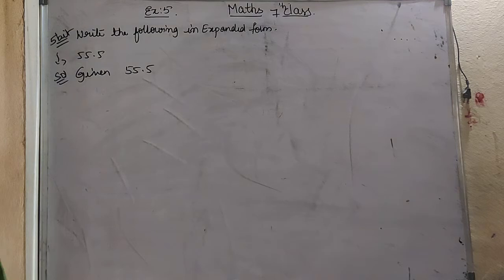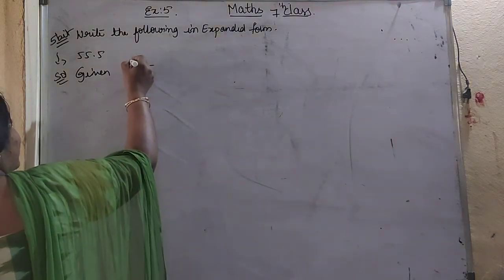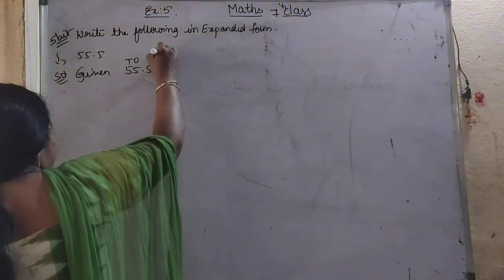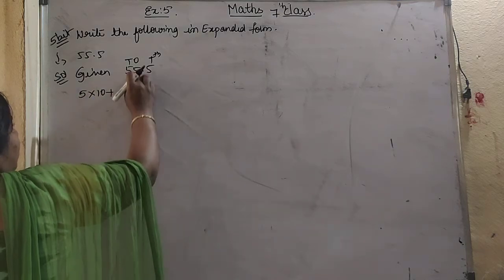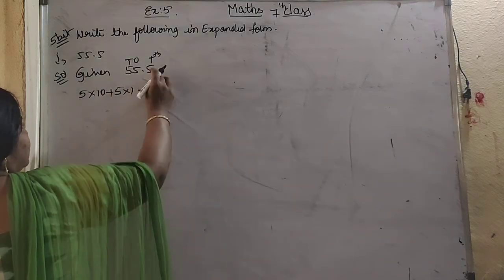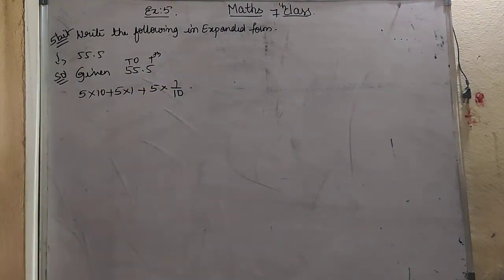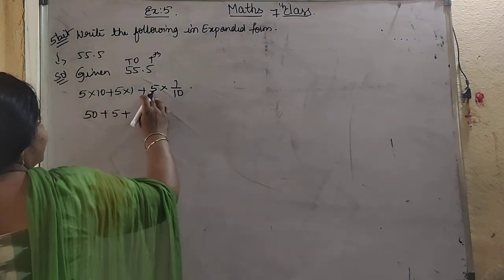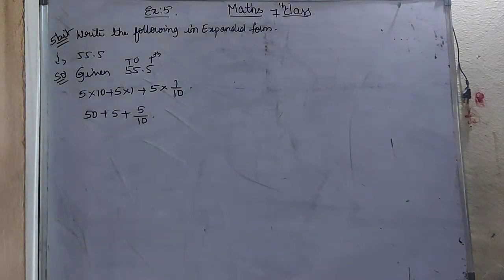So before the point is the whole number part and after the point is the fractional part. Already I told you that before the point the place value starts from ones and tens. After the point it will start from the tenth part. So how to expand now? 5 into 10 plus 5 into 1 plus 5 is in the tenth part, that is 5 into 1 by 10. So 5 into 10 is 50 plus 5 into 1 is 5 plus 5 by 10. So this is the expansion form for the first one.